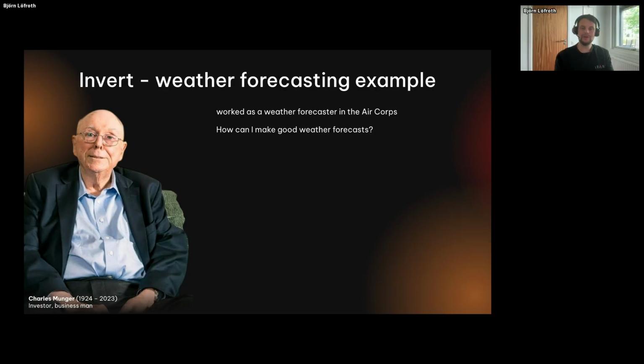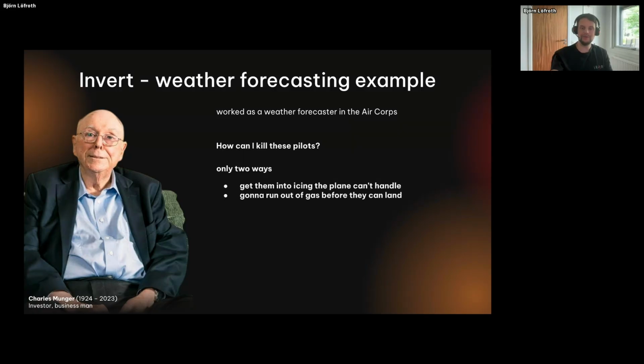But this specific one is about when he worked as a weather forecaster for the US Air Corps. And instead of then posing the more normal question, like, how can I make good weather forecasts? He instead inverted the approach here. How could I kill these pilots, or what could kill these pilots? It's a bit brutal way of thinking, but it's about, of course, avoiding it, right? But in order to do it, you need to get into that line of thinking. So he concluded that there are only two main ways that the pilots could get killed because of bad weather forecasting. He could get them into icing that the plane can't handle, or they could run out of gas before they could land at an available airport.